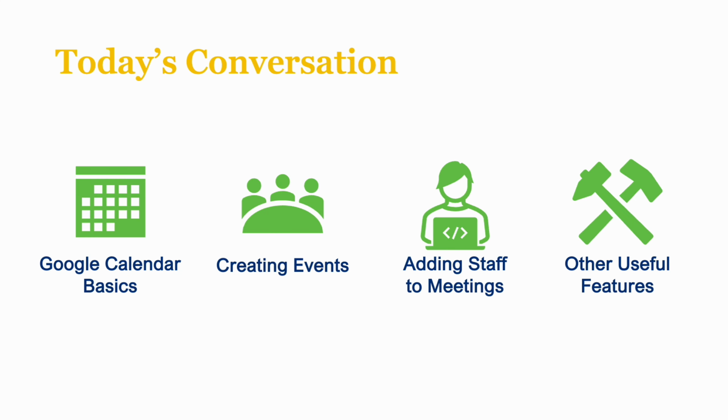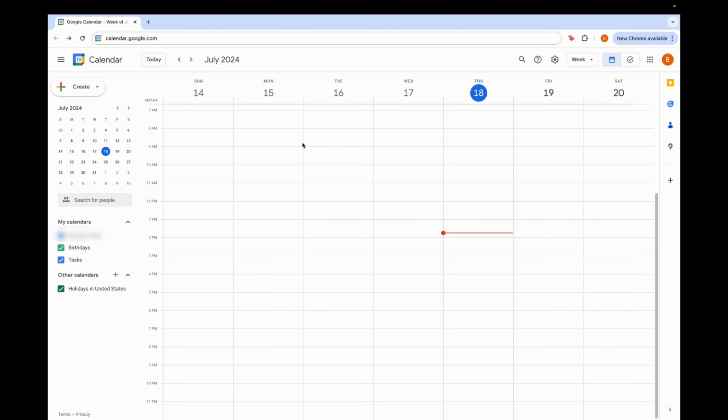In this video, we'll cover the basics of Google Calendar, how to create events, adding staff members to meetings, and other useful features. Let's start with the basics. Google Calendar is accessible from any device with internet access. Open your web browser and go to calendar.google.com. If you don't have a Google account, you'll need to create one. It's free and simple to do.